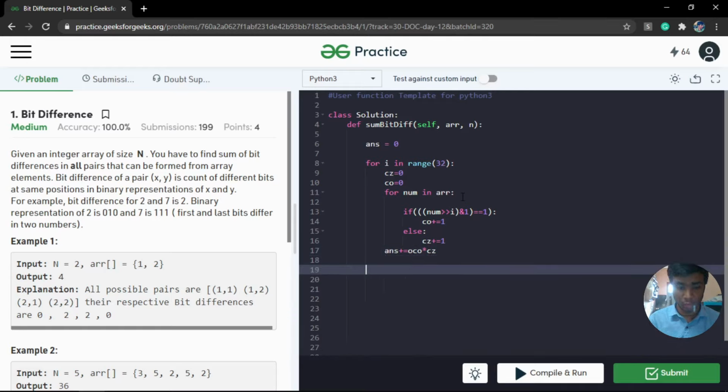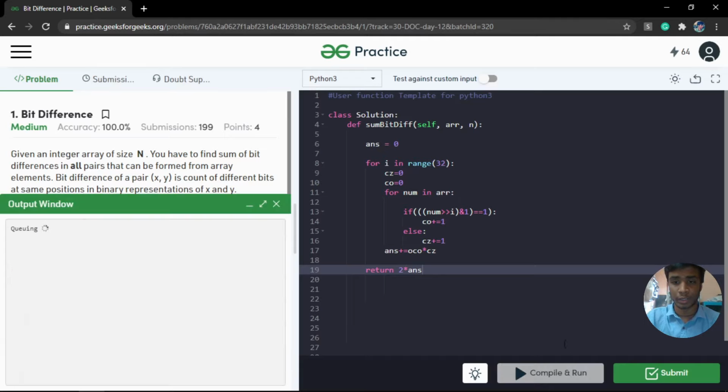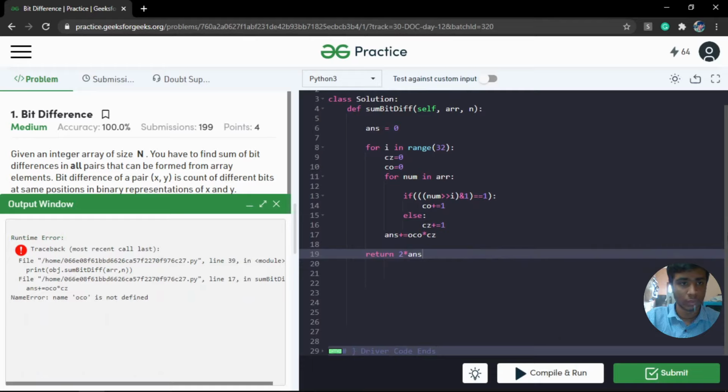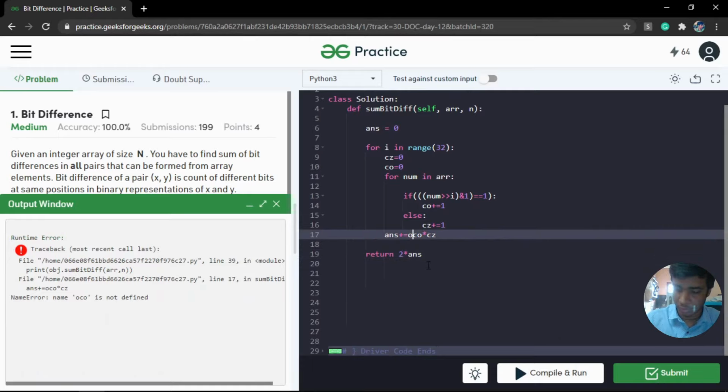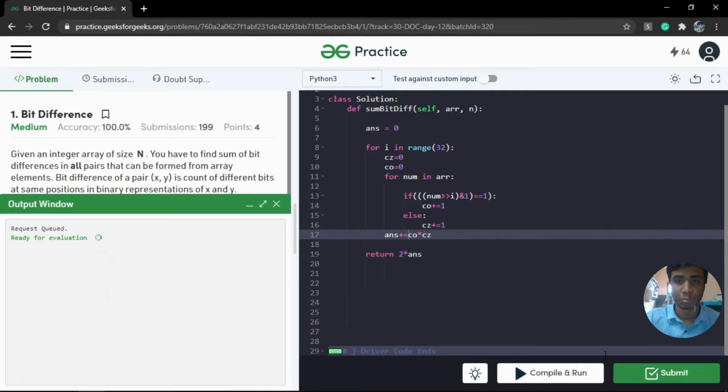And in the end I'm going to return 2 times of answer, because let's say if i, j is a pair, then j and i is also a pair, right? So hence we have to do 2 times of answer. And let's see if we have any errors here. Something typo. Yeah, we were able to solve the base case. Let's check with all the hidden cases as well.